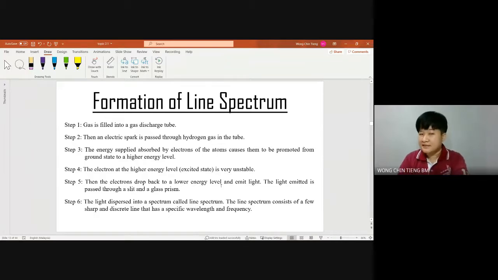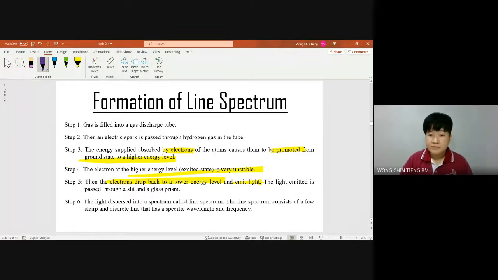Mesti mula dengan gas discharge tube, mesti mula dengan elektron naik. Tak boleh mula dengan elektron turun. Kalau elektron tu tak naik, macam mana elektron tu nak turun? So you must always start with the electron absorb energy and promoted to a higher energy level. And at the higher energy level, which is the excited state, is very unstable. Alright, mesti mula dengan the electron is promoted from a ground state to a higher energy level. Very unstable at the higher energy level, then only kamu boleh cerita electron drop. Okay, then only kamu cerita electron drop and emit light, the light emitted.